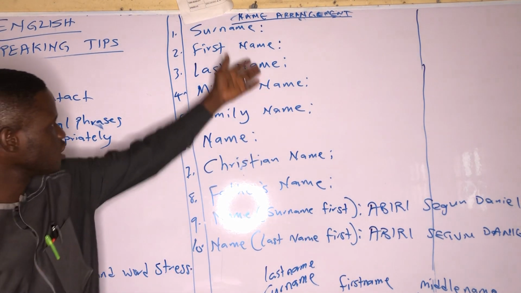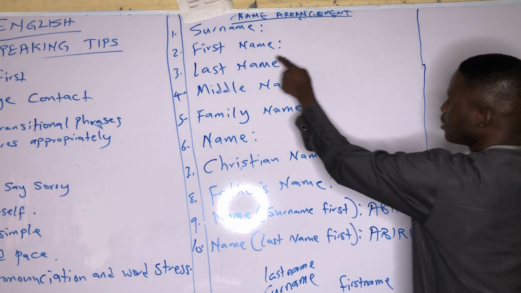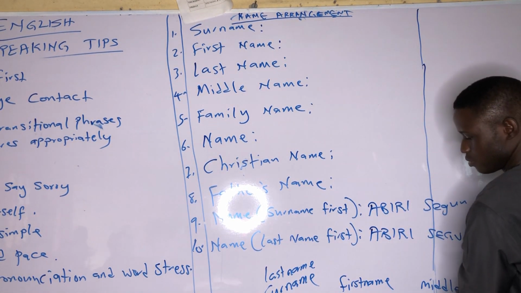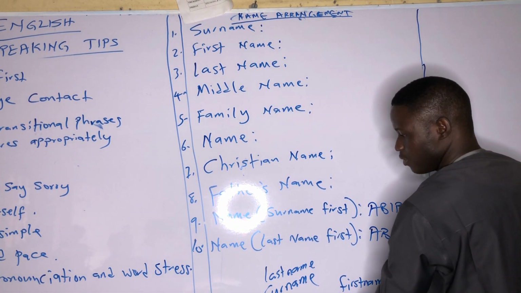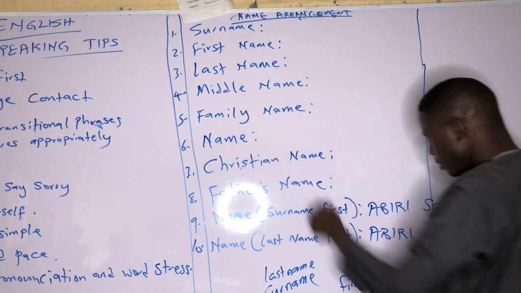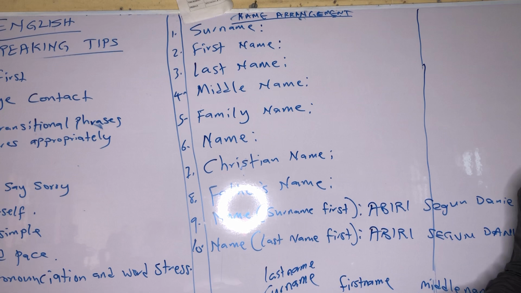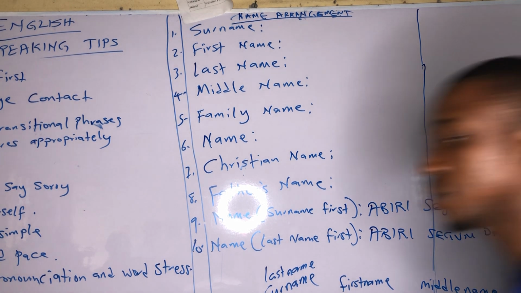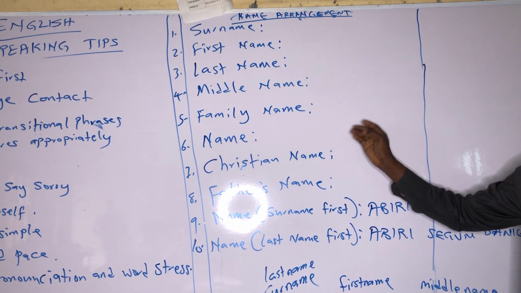Are we together? So then, of course, another one as simple. Your surname, which is Abiri, right? First name. First name is what? Shegun. Last name, Abiri, which is this surname. Middle name is the one that comes in between here, which is Daniel. Middle name is the one that is attached to you. Do you have a question? So this is the one that comes at the middle.